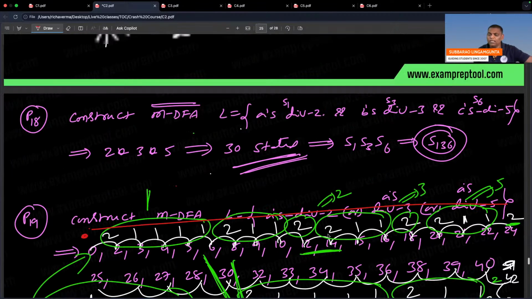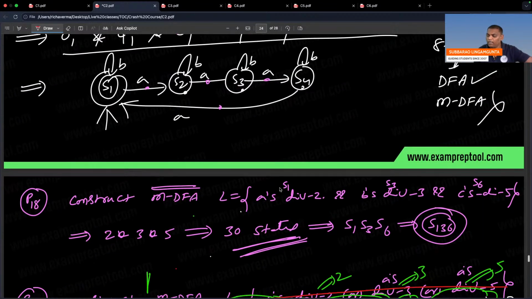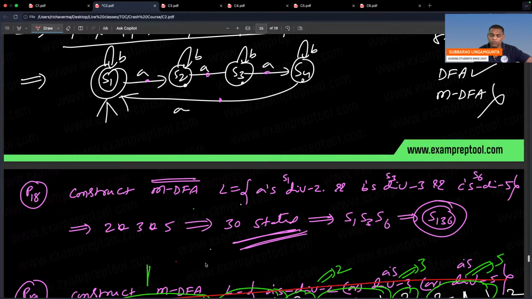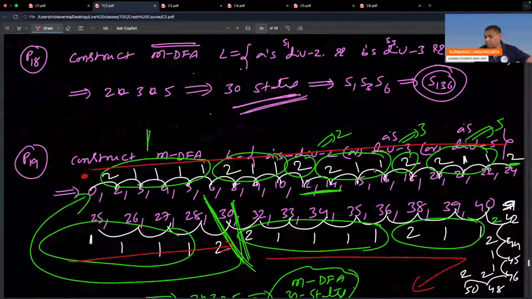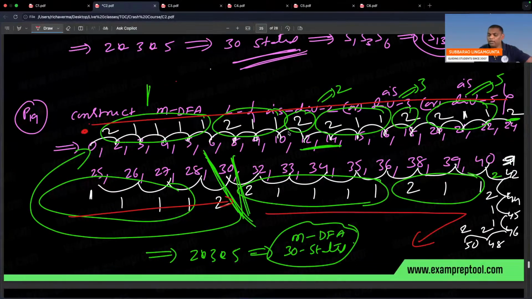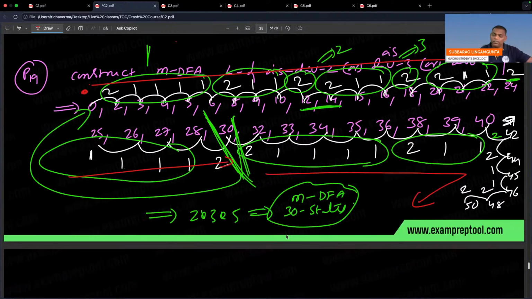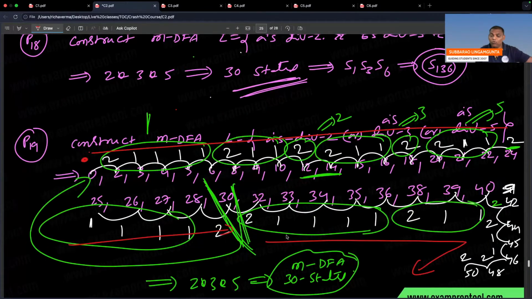If you want, you can see the above problem. If you multiply, divisible by 2, divisible by 3, divisible by 5, you multiply to 30. Because it is a different symbol, it is directly multiplied. Because of the same symbol, there may be a chance that fewer will come. But when I tried, I got to know the series repeats after 30. So 30 states needed.